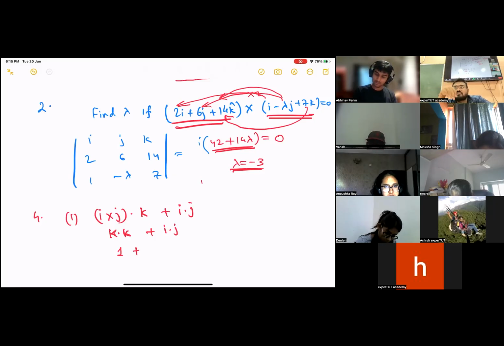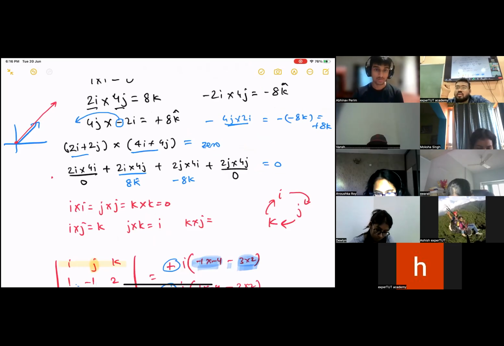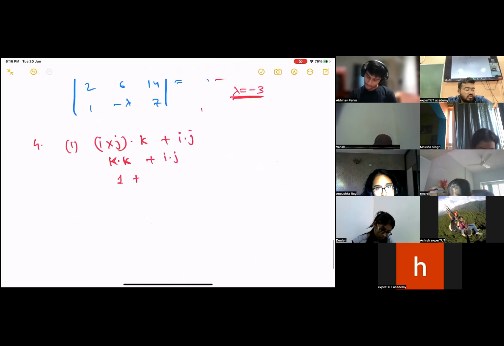i cross i is 0. j cross j, k cross k, all 0. Write. i cross j is k. Who said 1? You could have said 2 into half as well. j cross k? No, j cross k. j k i. Okay. Remember this circle. Okay. Fine. k cross i is j. Take it.